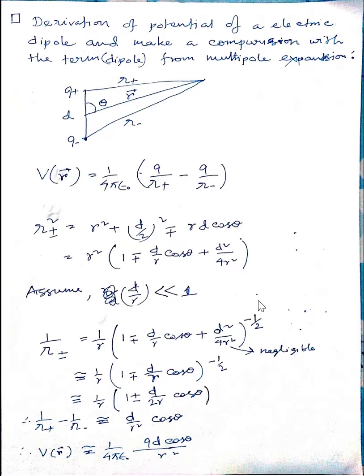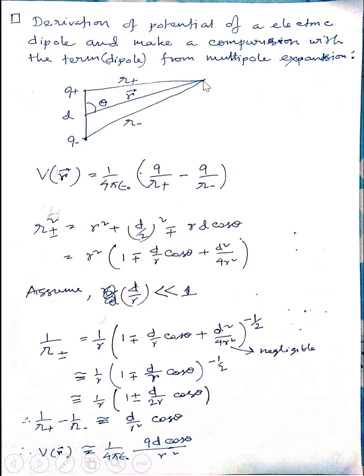Now, if we treat the dipole as a simple electric dipole directly, that is, if we want to find the potential of an electric dipole by direct calculation, then we can do it in a simple way. You can see from the picture that I am considering plus q and minus q separated by d, and it is treated as a dipole.